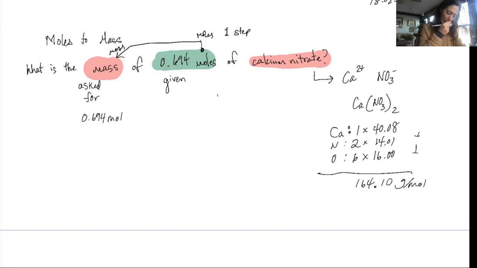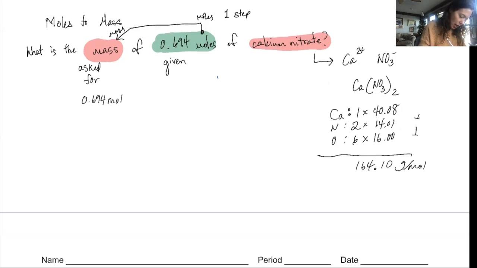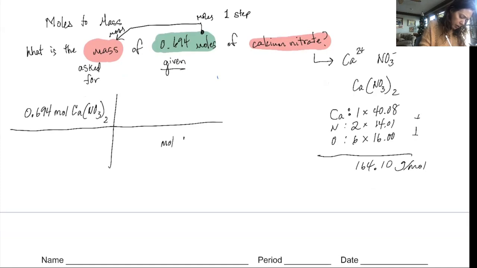I know I need to do that because mass is involved. So I'm going to have to calculate the molar mass. I'm going to start, once again, with what I'm given. This is what I'm given. 0.694 moles. Moles of what? Calcium nitrate. I'm going to put the unit I have on bottom. And I'm going to put the unit I need. And up top, I need mass. That is grams. Grams of what? Grams of calcium nitrate.